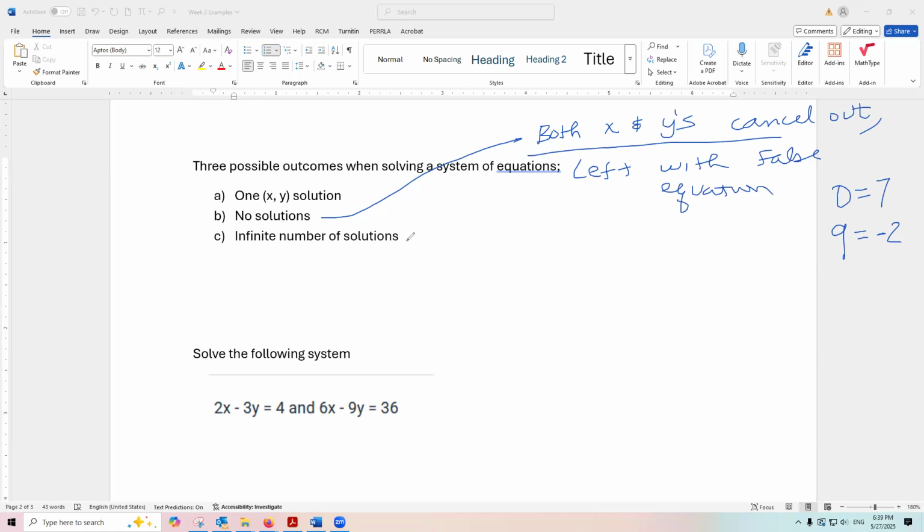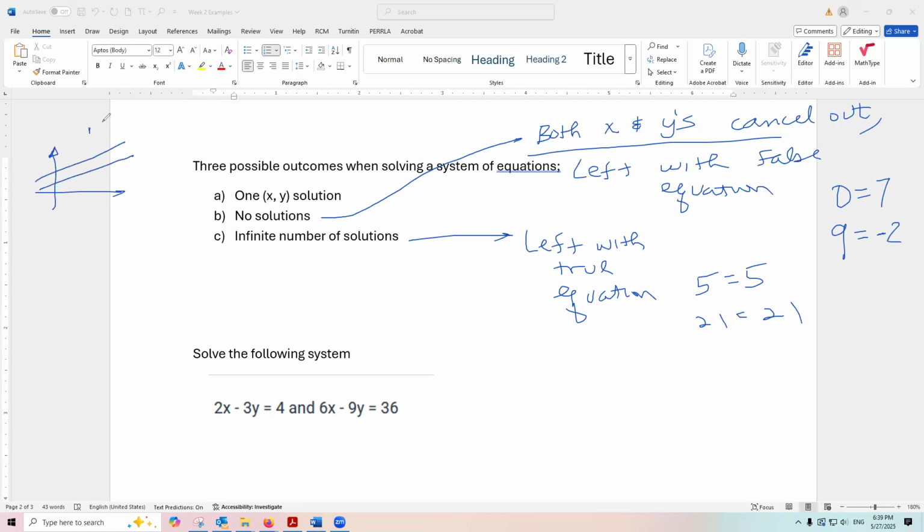How about an infinite number of solutions? Well, for that, again, the x's and y's will both cancel out, and you're left with a true equation. When I say a true equation, I mean an equation like 5 equals 5 or 21 equals 21. These are true equations. That would signal to you that there's an infinite number of solutions. All right, the other way you'll know this is if you graph the equations, and the equations are graphed as parallel lines, that means no solution.